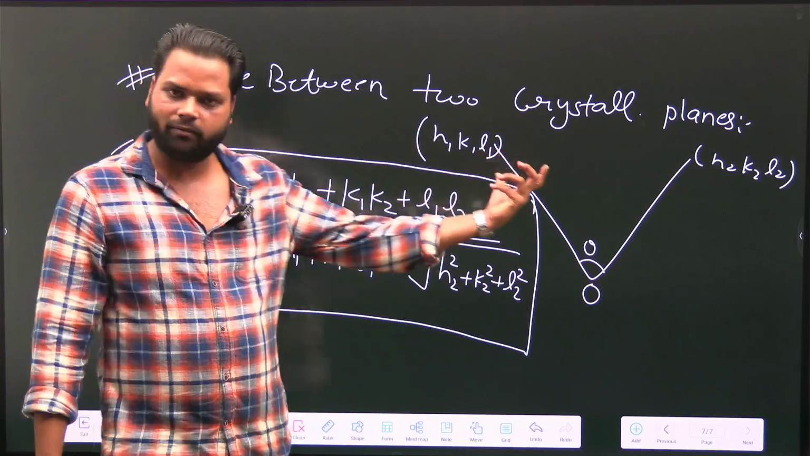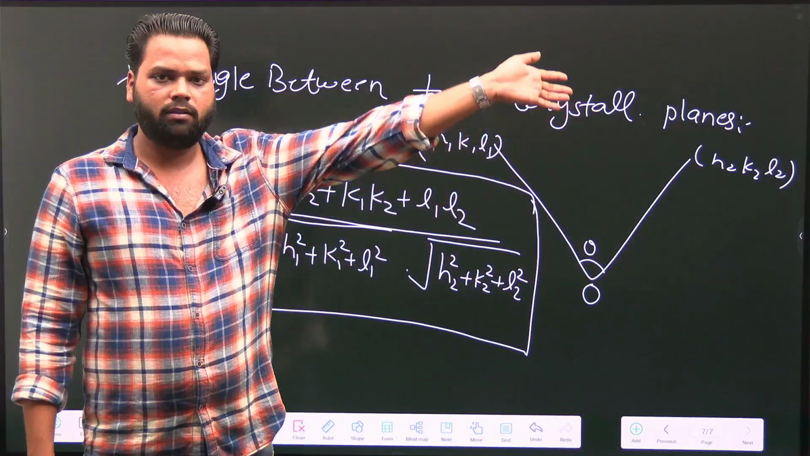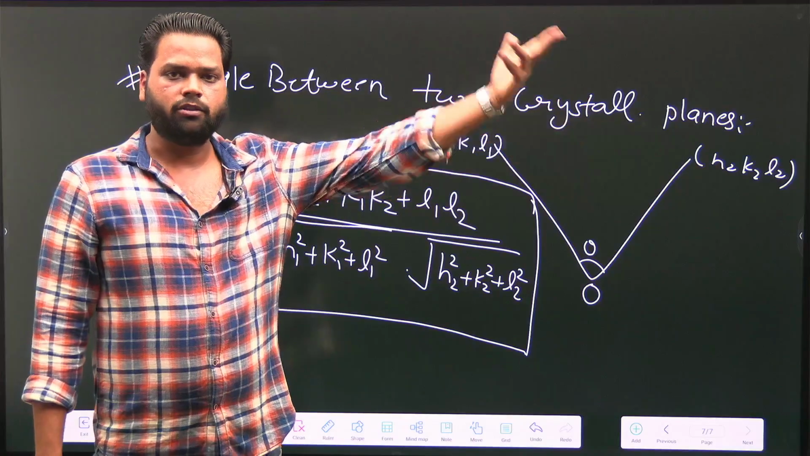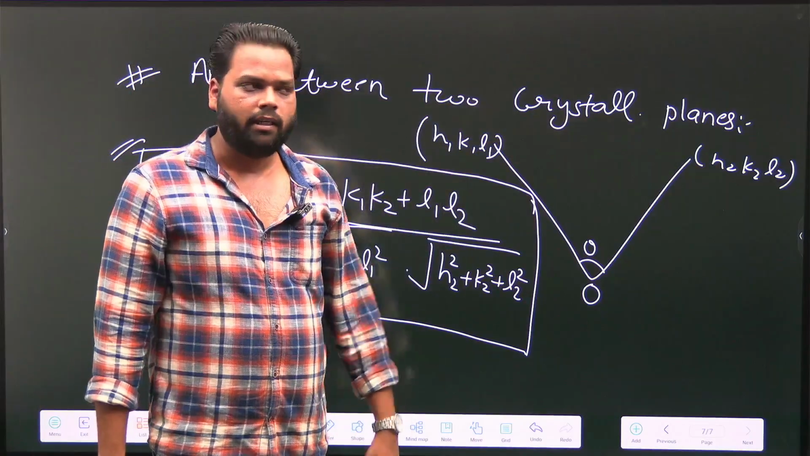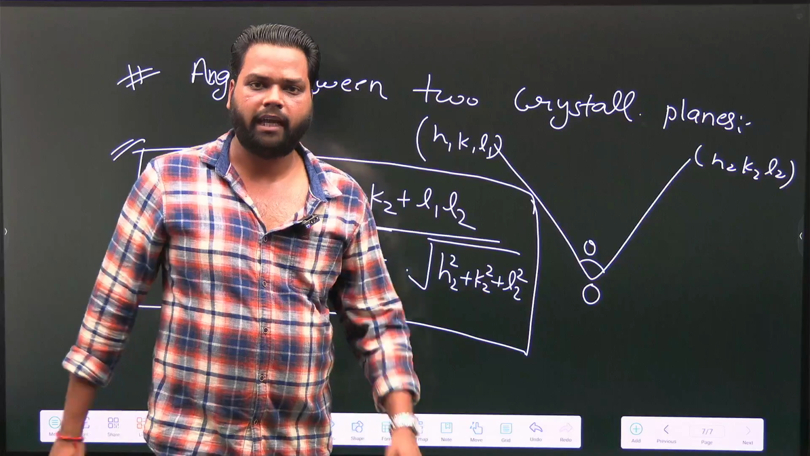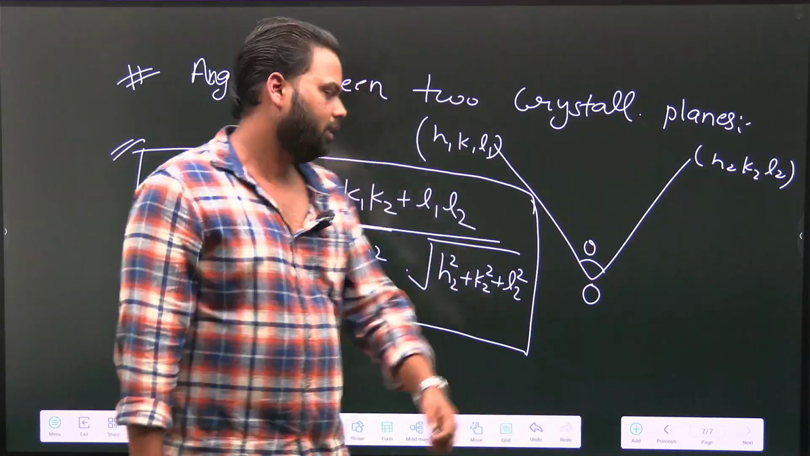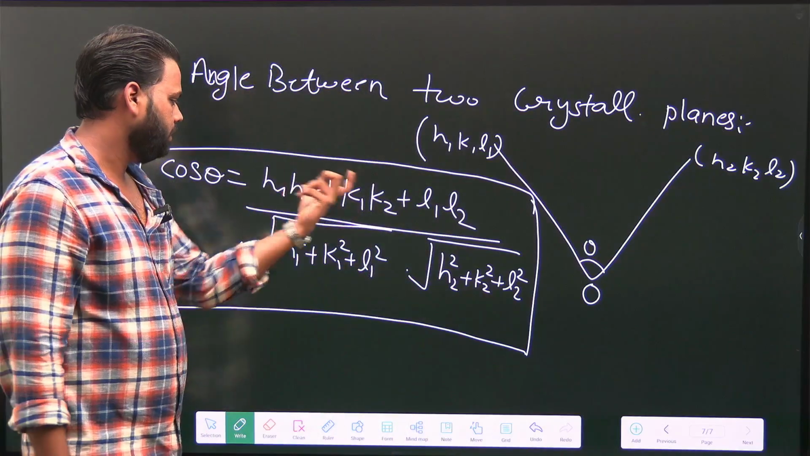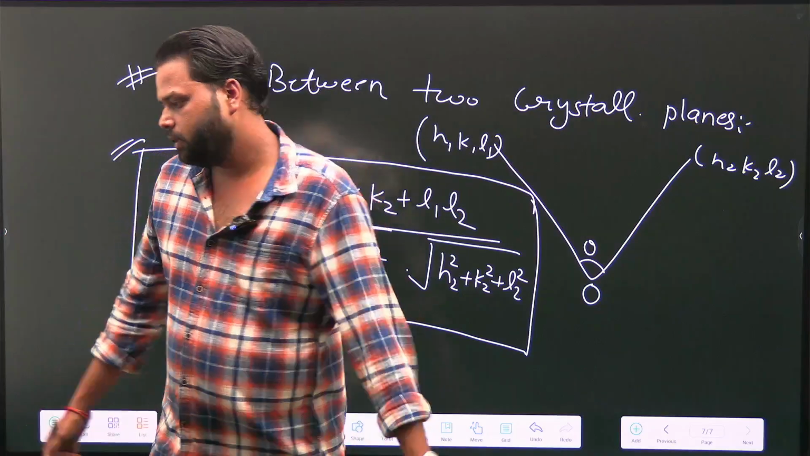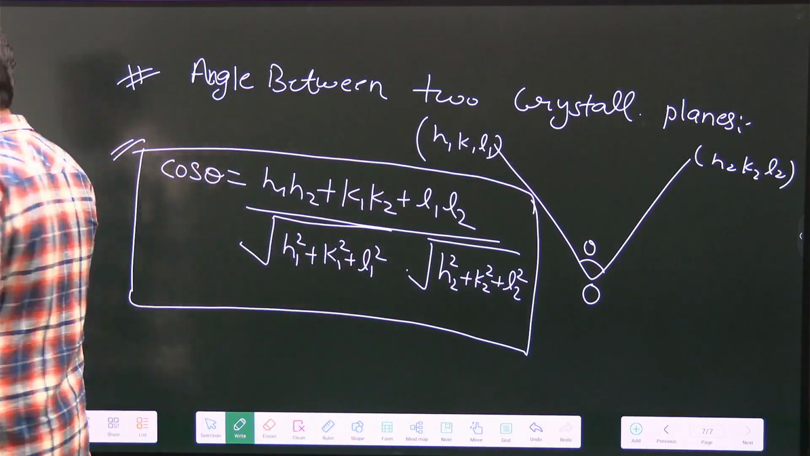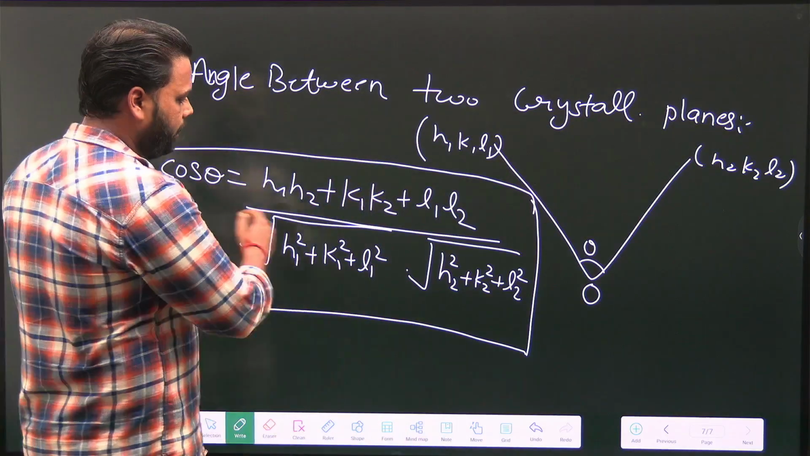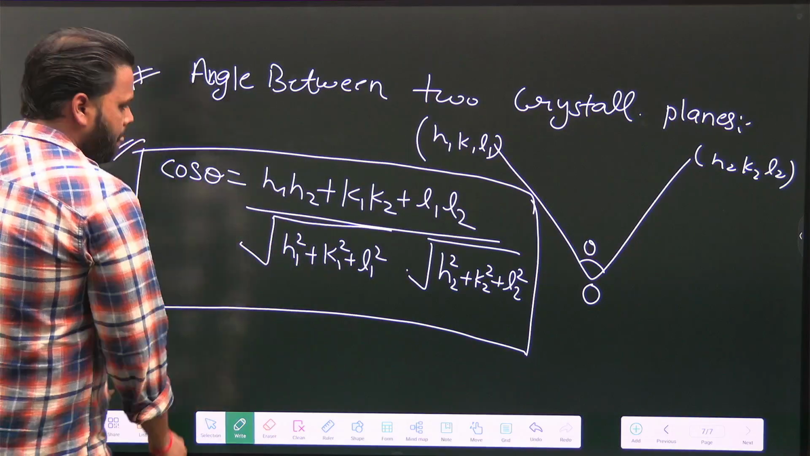There will be two planes given, let's suppose 111 and 110. Two planes are given, and they have asked what will be the angle between these two planes. So we'll find the angle by this relation. I am giving you an example here. Just find it out. Okay, is it clear for everyone?